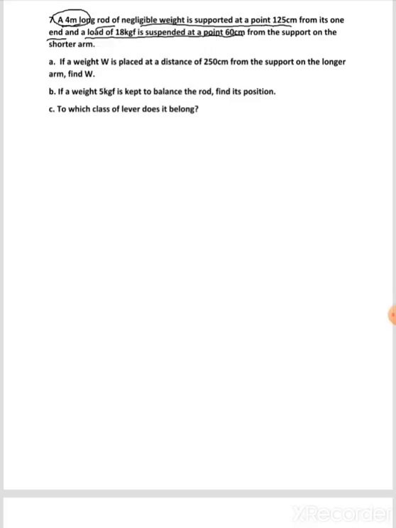Okay, so if I have to draw the picture, it looks like this. I have a long rod which has a length of 4 meter. Okay, this has 4 meter. 4 meter means 400 centimeter. Okay, negligible weight, supported at a point of 125 centimeters. So suppose say this is 125 centimeters. So here I have the fulcrum, from its one end, and a load of 18 kgf is suspended at a point 60 centimeter from the support on the shorter arm. So this is my shorter arm.